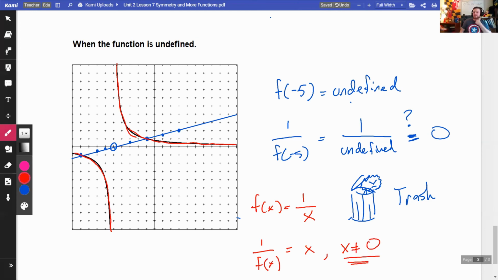I'm going to add right there, x cannot be 0. Because that's one of the things that we look for. We look for those inconsistencies.